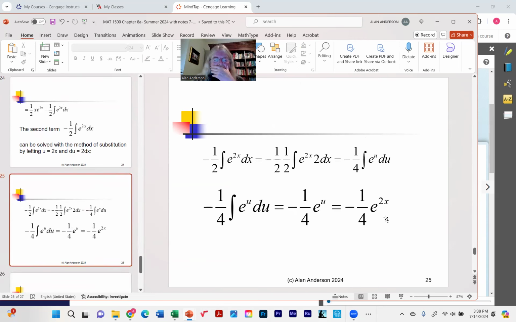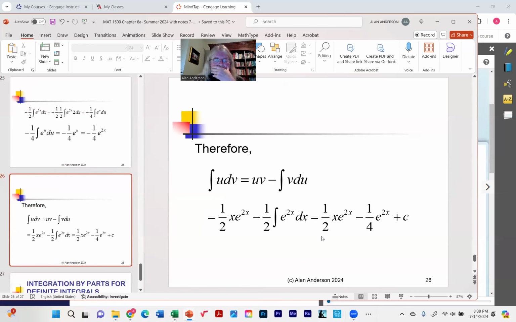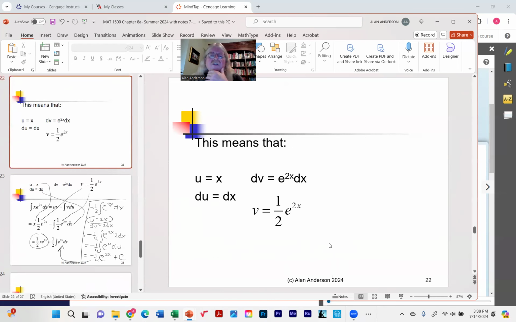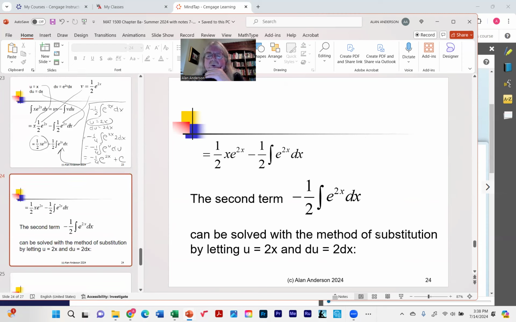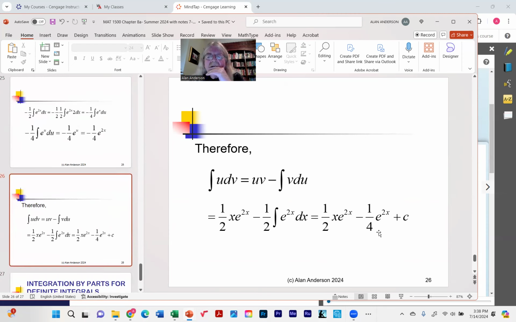And so ultimately we end up with 1/2 x e to the 2x. Let's go back and double check that. That's right. And then here we replace this part with negative a quarter e to the 2x. And then we finally sneak in the c there at the end.